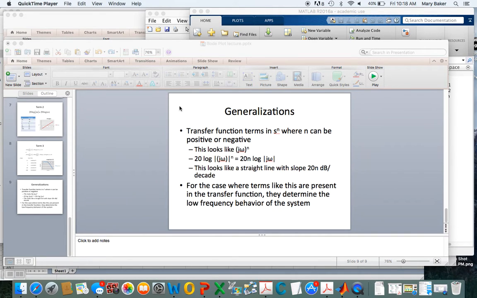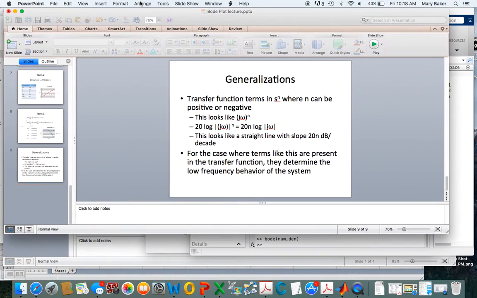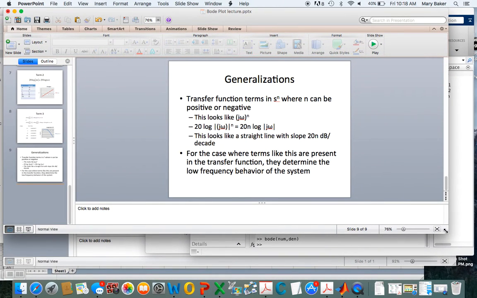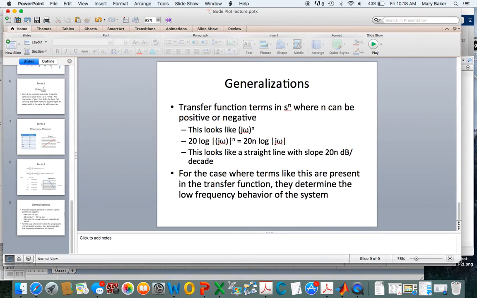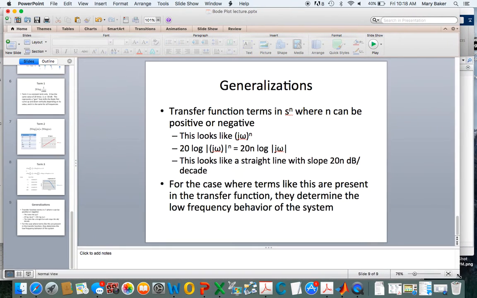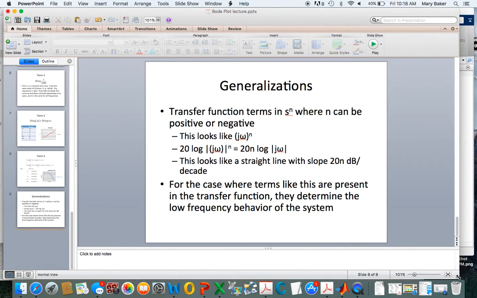Okay, so last time we talked about an example of a specific transfer function and looked at how, first of all, if we did a Bode plot on MATLAB, that would look and what that meant, and then how to start the process of doing a Bode plot by hand. And we worked through almost that entire example.